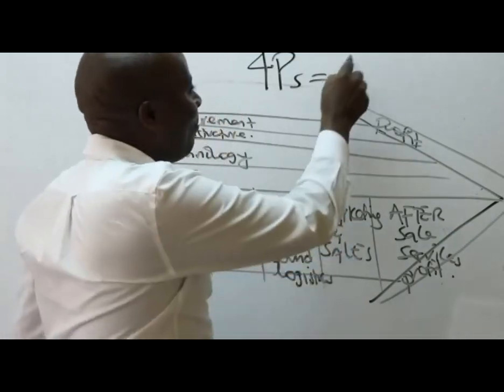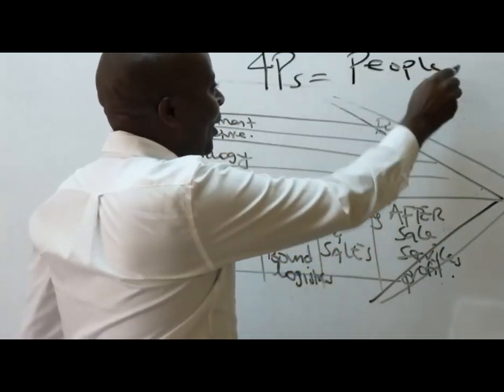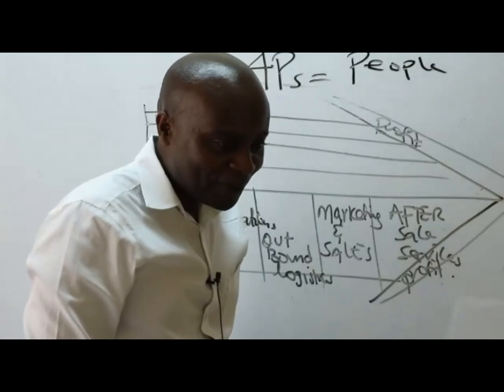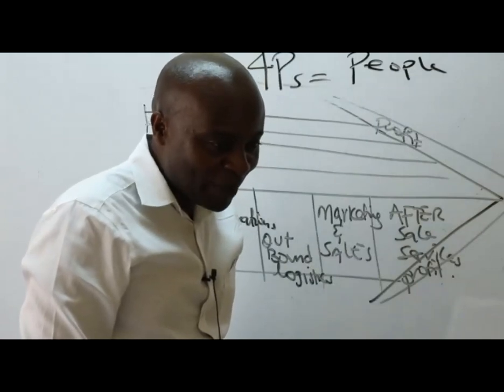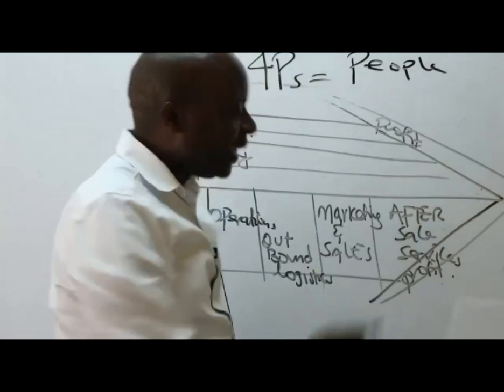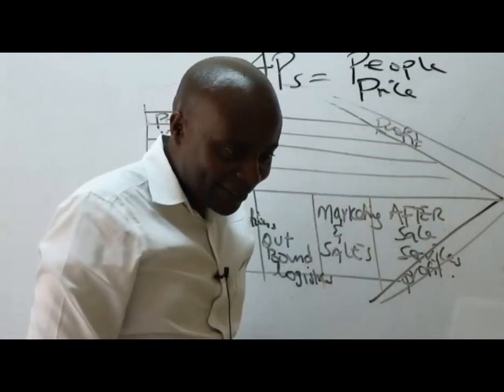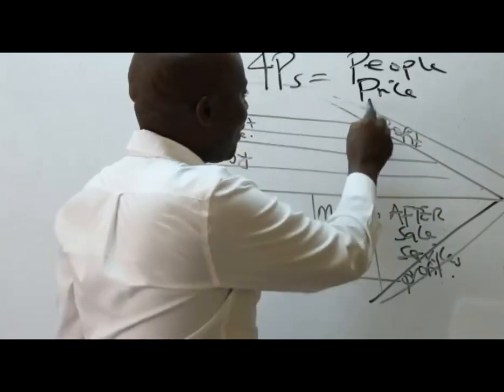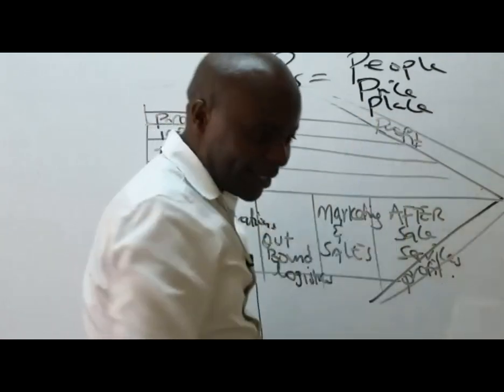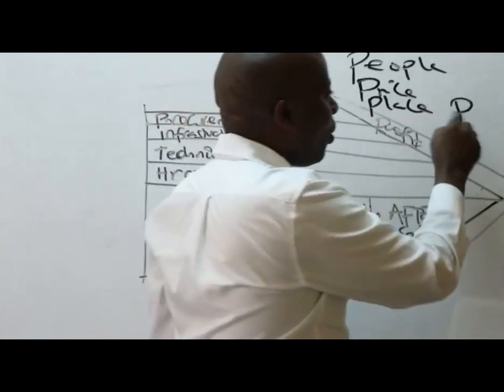Aha, Jabir tells me people. 4 P's of marketing. Price is a key thing. Aha. Place. Thank you very much. Lastly, we have got what here?